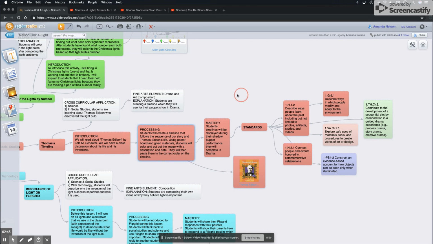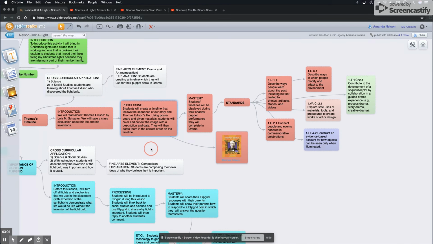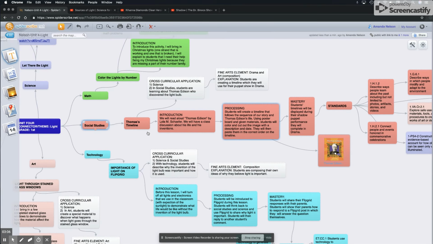They're going to be using poster board and the given materials that I have for them. And then students are going to display their timelines during our puppet show performance that we will be doing in drama a little bit later on. We will also use those timelines to help us create our drama. For our cross-curricular application for social studies, they are going to be learning about Thomas Edison, who of course discovered the light bulb. And then our fine arts element is drama and art or composition. Students are creating their timeline in which students will use for their puppet drama.